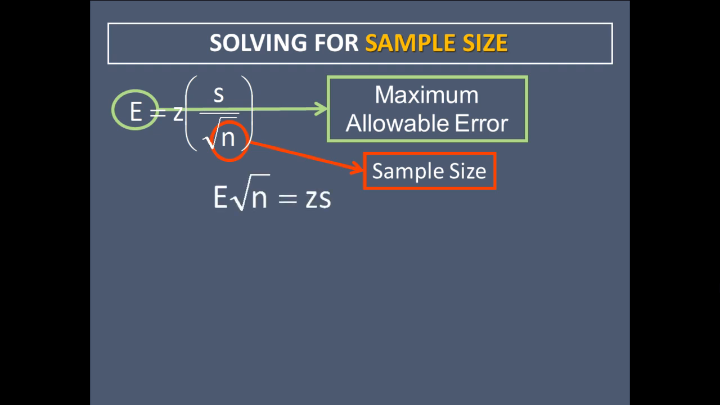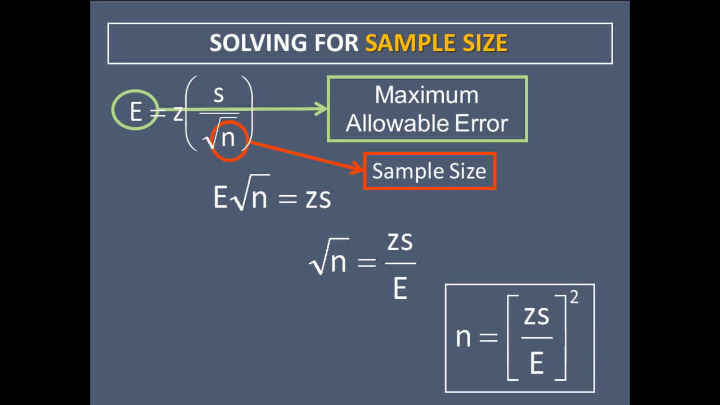So the first thing we'll do is multiply the denominator over. We get that the error times the square root of n is equal to our z-score times s. Divide the error to the other side. And now to get rid of the square root, we would have to square both sides. And we end up with the final version of our sample size formula: the sample size should be equal to the z-score times the sample standard deviation over the error, and the whole thing squared.